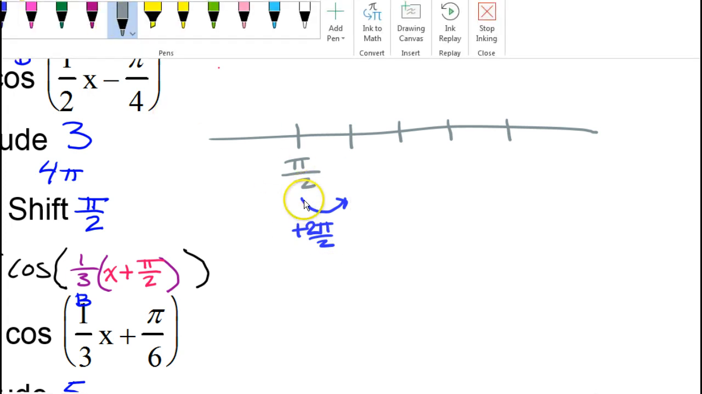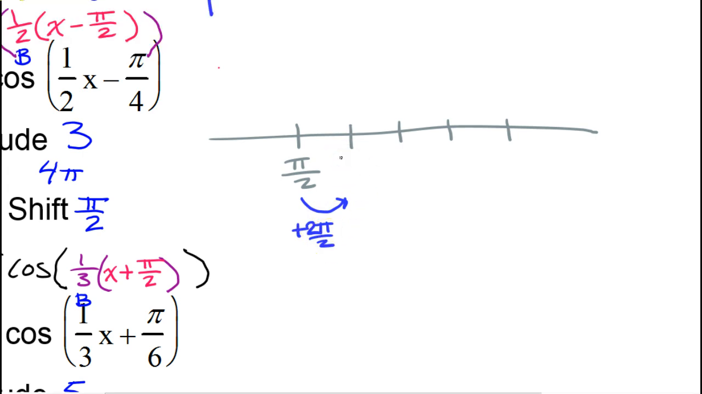So if I take 1 pi over 2 and I add 2 pi over 2, that's going to be 3 pi over 2. And if I add another 2 pi over 2, that's going to be 5 pi over 2. And if I add another 2 pi over 2, that'll be 7 pi over 2. And if I add another 2 pi over 2, that will be 9 pi over 2. Okay, so those are the 5 marks I'm going to use.